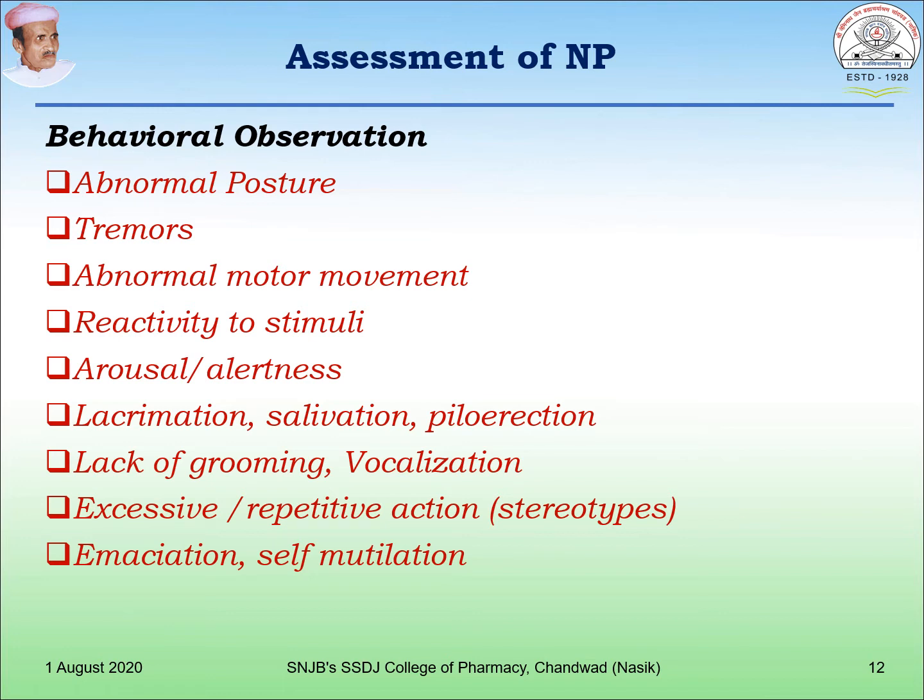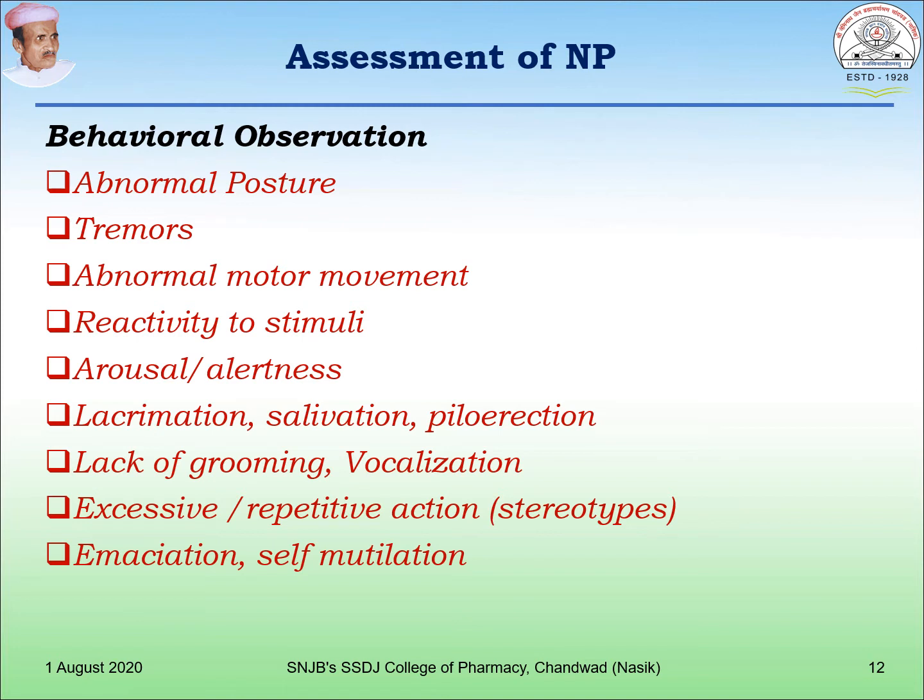Here you can go with the behavioral observation. Under that you can keep the animal in the cage and just observe the general phenomena or behavioral changes, including abnormal posture, then tremors, then abnormal motor movement, then reactivity to the stimuli, meaning if you stimulate something, it will show the reflexes. Then arousal, alertness, lacrimation, salivation, and piloerection.